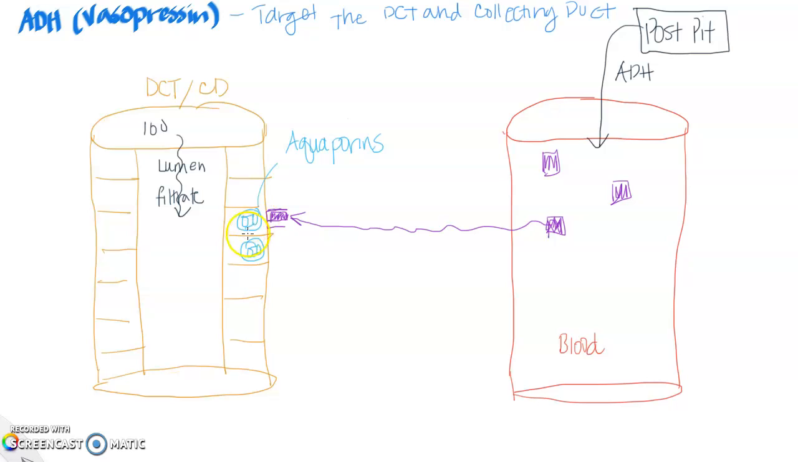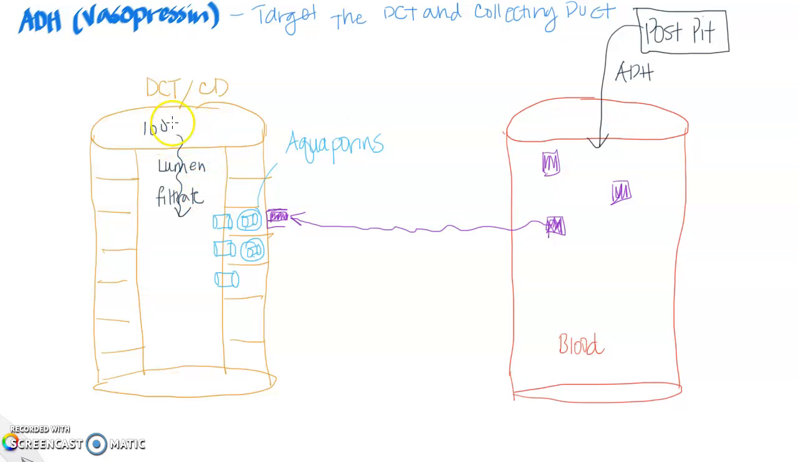So the cell takes these aquaporins that are in these vesicles and brings them to the surface and deposits them into the luminal side here. So now we've got aquaporins in here, and this is on a tube that is impermeable to water. So it is now permeable to water.